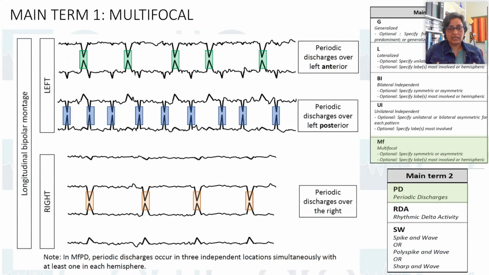Multifocal. So these multifocal discharges are the generalized multifocal periodic discharges, or MFPDs. They have 3 independent foci here. So you see left anterior, left posterior, and then there are discharges on the right side, which do not match in frequency or in the time point where they are occurring.